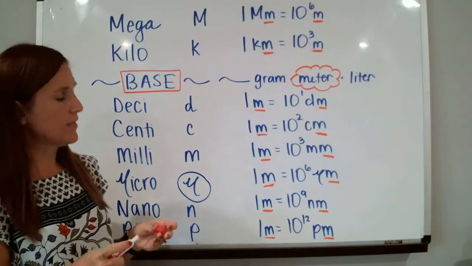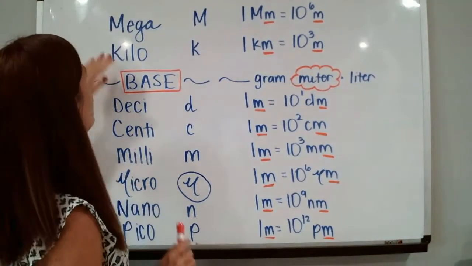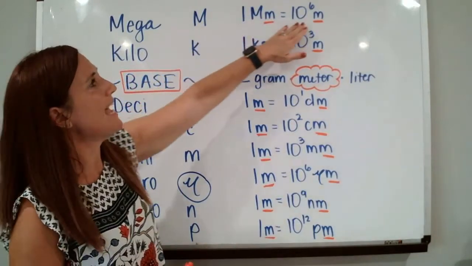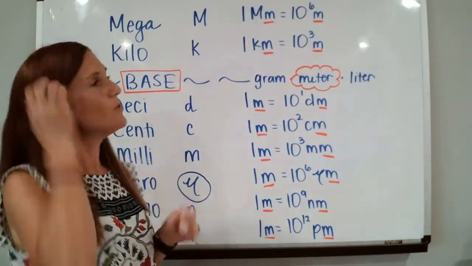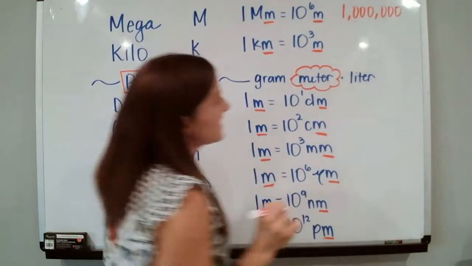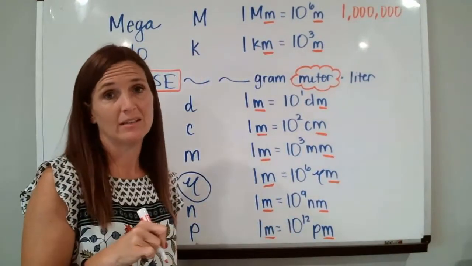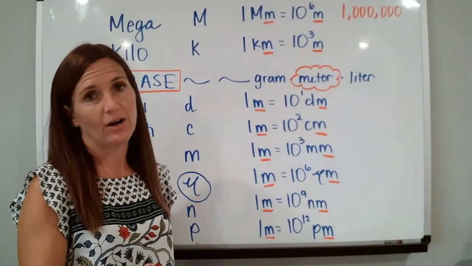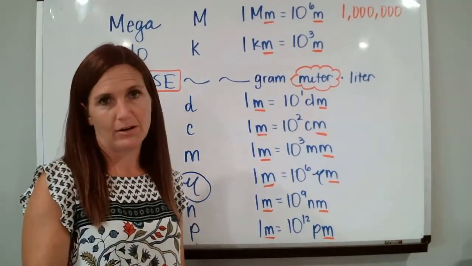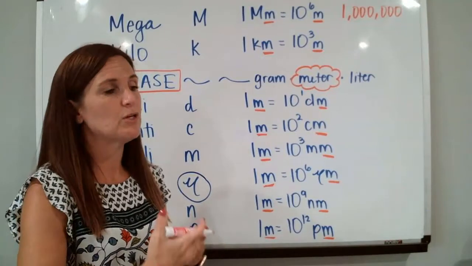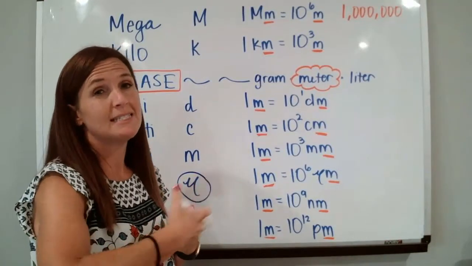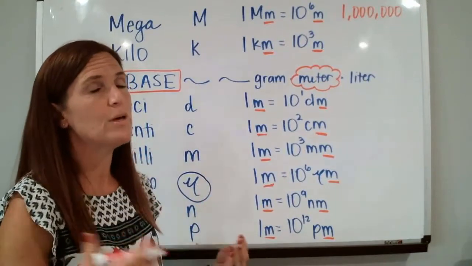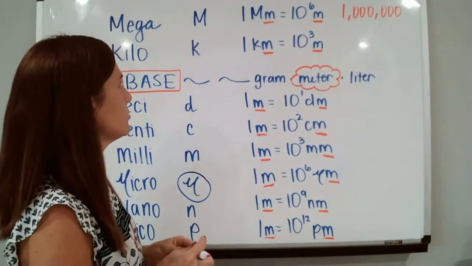So we need to talk about these other things. The prefix mega means 10 to the 6th meters. So this is a 1 with 6 zeros, or a million. So 1 megameter is a million meters. This might be something we would use to measure distances in space, distances that are really quite large. A million meters, a very, very large number.